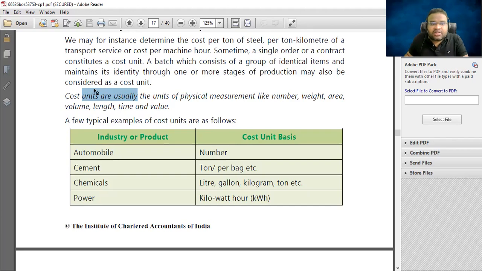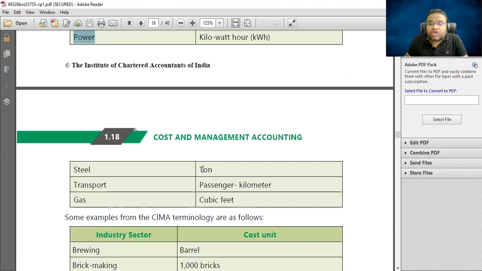We are expressing this here. For example, for automobile, the cost of each car. Cement, what is the cost for each ton? Chemicals, what is the cost for each liter? Power, kilowatt hour. Steel, what is the cost of each ton? Transport, what is the cost of each passenger kilometer? How do you get the passenger kilometers? We'll be discussing that in operating costing or service costing. Gas, what is the cost of each cubic feet?